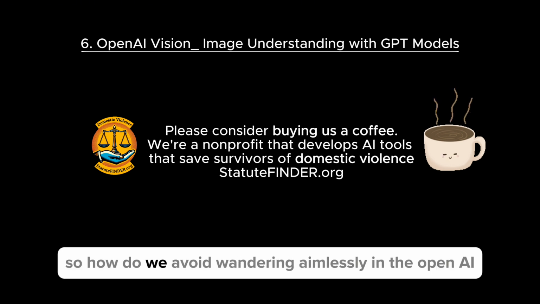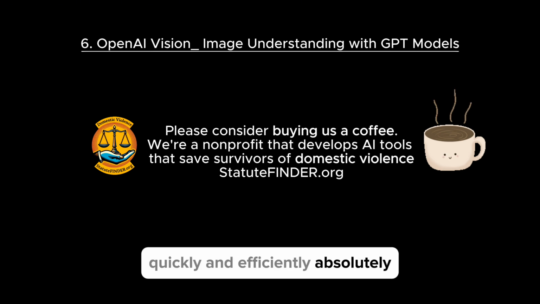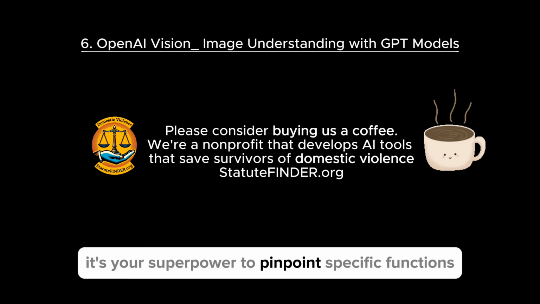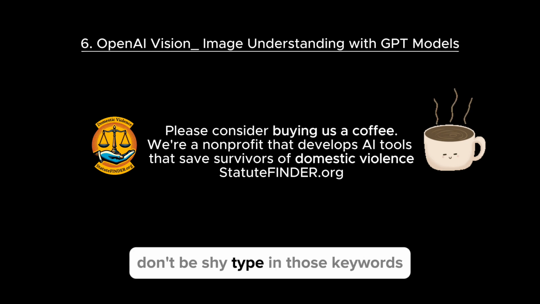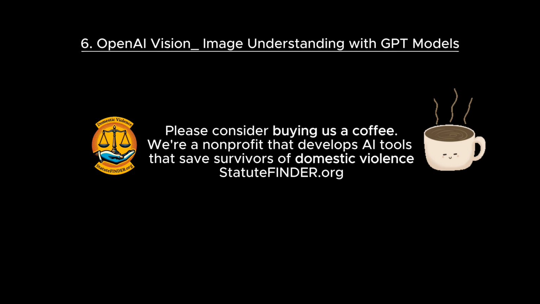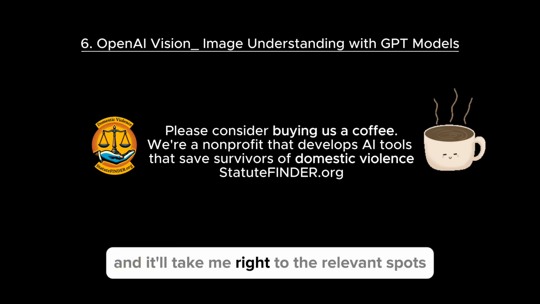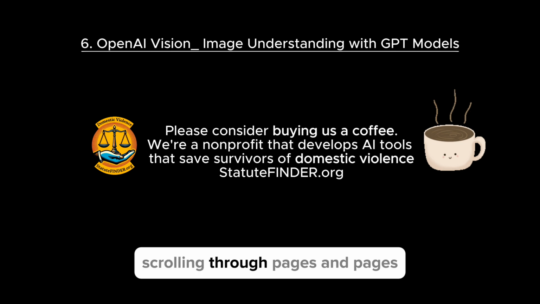Exactly. So how do we avoid wandering aimlessly in the OpenAI documentation? Any tips for finding what we need quickly and efficiently? Absolutely. First thing, use that search function. It's your superpower to pinpoint specific functions, parameters, or any concepts you're looking for. Don't be shy, type in those keywords. So if I'm struggling with, let's say, base64 in coding, I can just search base64 and it'll take me right to the relevant spots. Exactly. Saves you so much time scrolling through pages and pages.